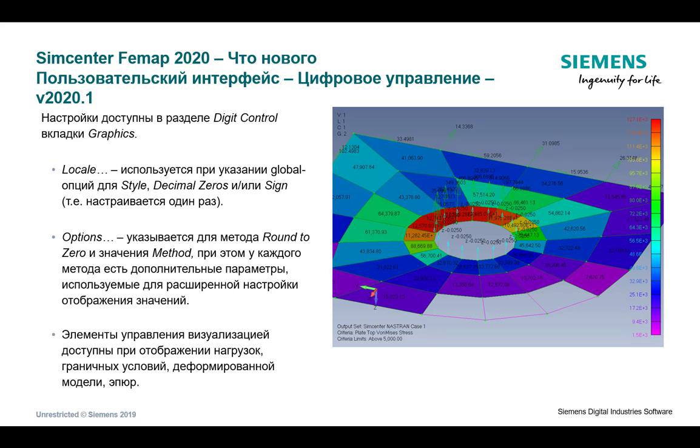What you can do is there are two preferences on the graphics tab. One is locale, which is used to specify global options such as style, decimal zeros, and how you would like to see positive and negative numbers. The other is options, which is used to specify a method. There are actually 4 methods, and you can choose one of them to be the default method. You can specify a value for round to 0, and then each method has some additional options which you can use to customize how digits are displayed.